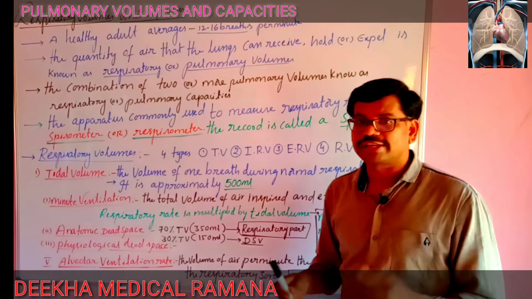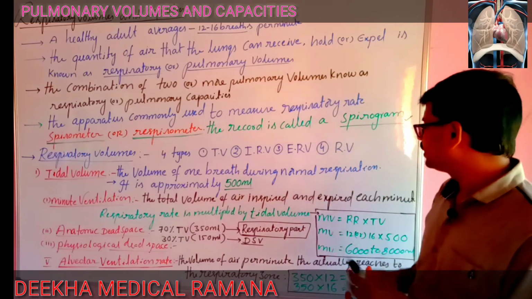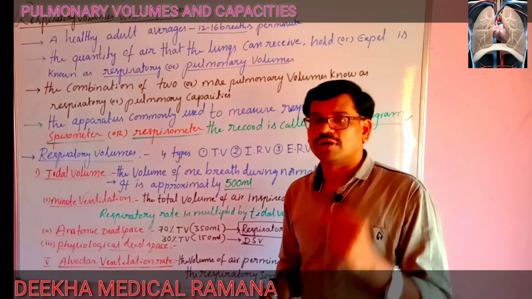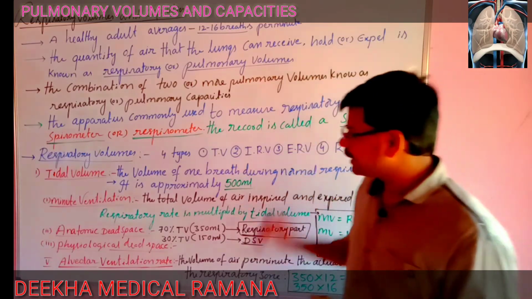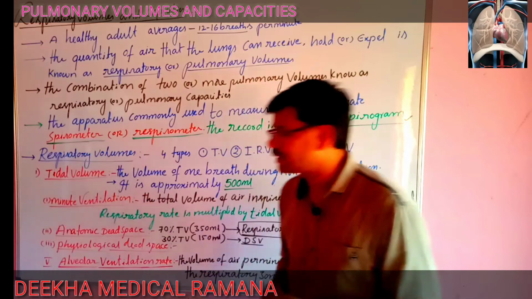And the third one is expiratory reserve volume, that is the ERV. And the last one is residual volume. Let me explain one by one. First one is about the tidal volume.